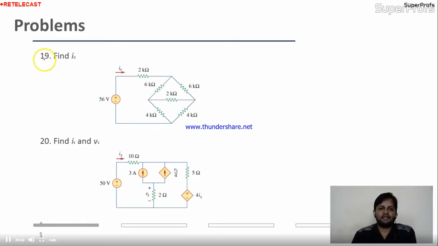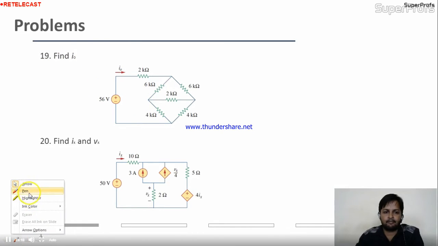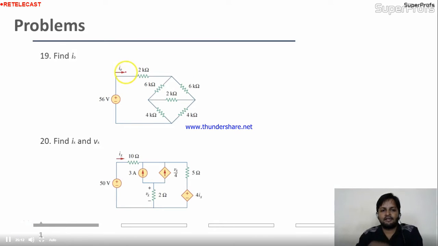Come here, very interesting. Find out I naught. This is the bridge type of circuit, and he's asking for I naught. Here is the I naught. Okay, so in this circuit they are asking for the current I naught. Is it okay? So if you are able to simplify this circuit like this.